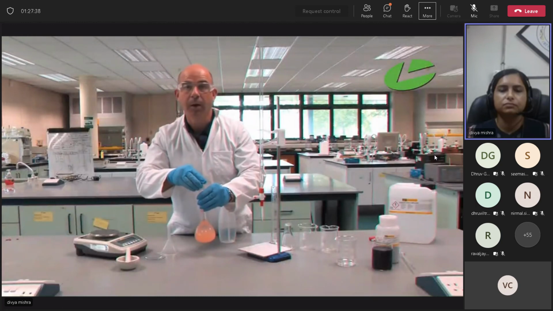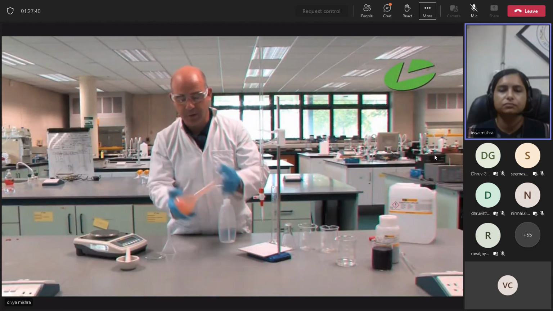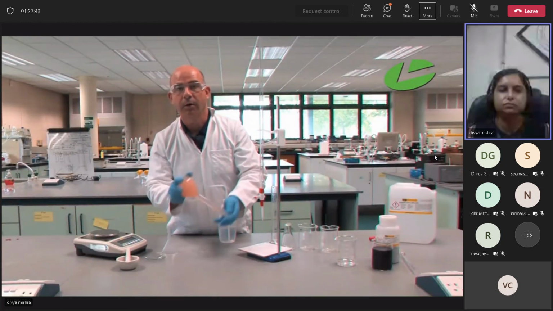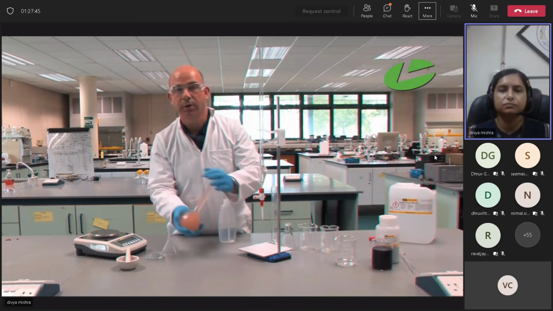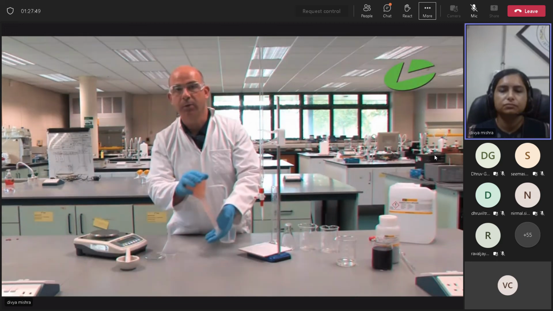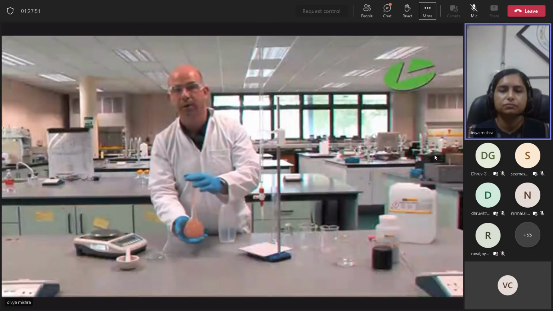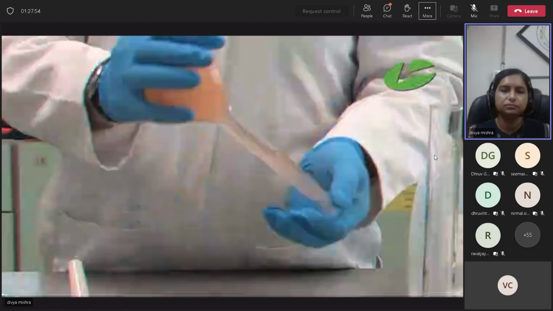Stop at that and invert it approximately 20 times to ensure I've got a homogeneous solution of the iron tablet dissolved in it. Your solution should be homogeneous, with sulfuric acid added in order to stop the iron from going from +2 to +3.